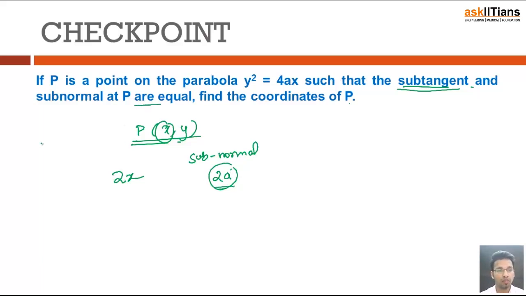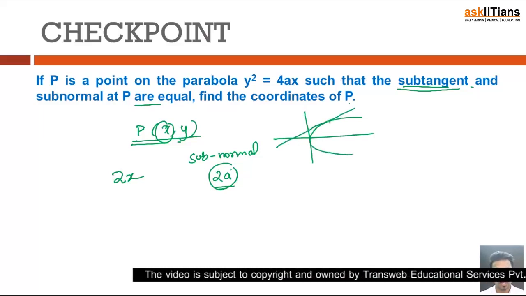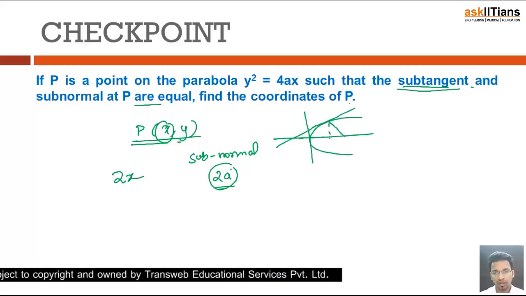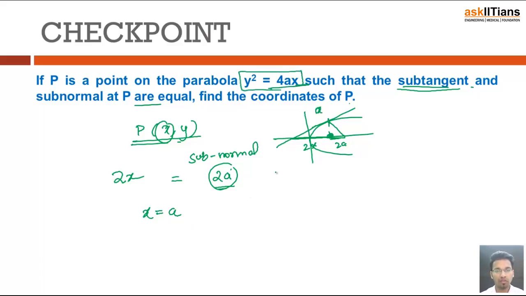Now it says both are equal, so if I draw it by figure quickly, it's saying that this length and this length are equal. So this we know is 2a, and this we know is 2x. So if we put it equal, we get x equal to a. It means the x coordinate of the point is a, and on substituting in this equation we will get y as plus minus 2a. So the coordinates of point P are a comma 2a and a comma minus 2a.